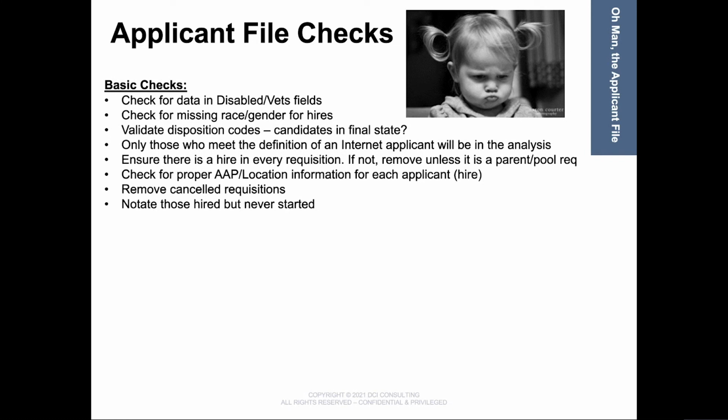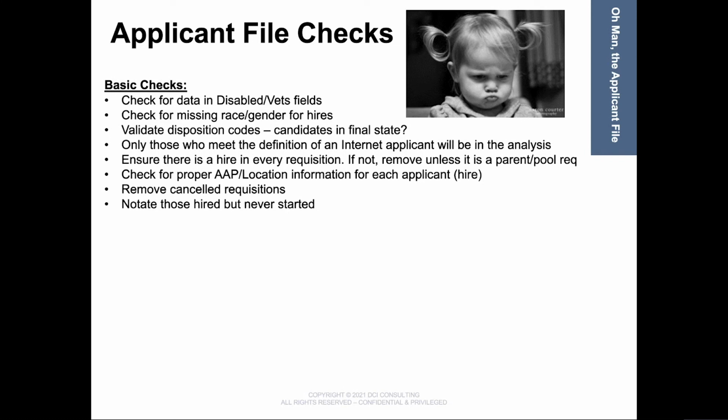Checking for missing races and gender for hires. Again, don't change your systems. We just need to see if we can make sure that we can get them for the rest of the data and analysis. Validate your disposition codes. Are they in a final state? So there's a difference between, we have to record everybody. For record keeping purposes, we have to save all of the data, but only certain people who meet the definition of an internet applicant will be in the analysis.